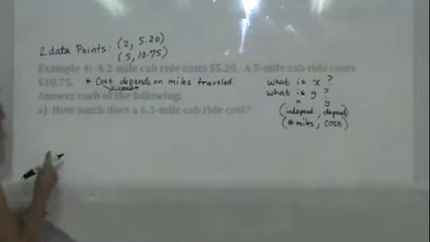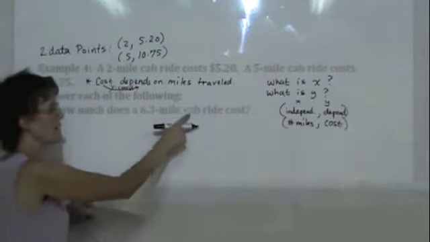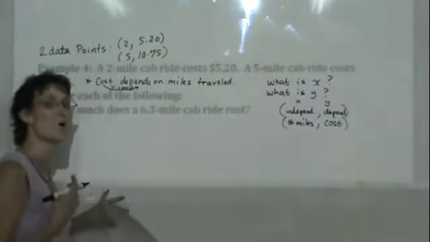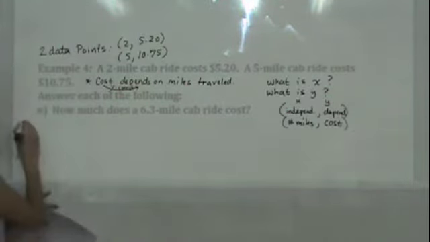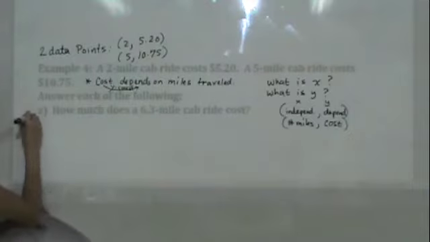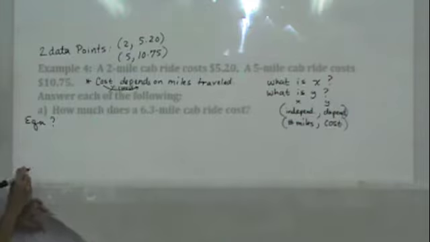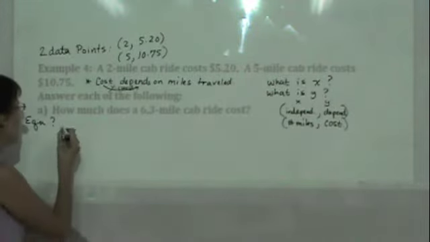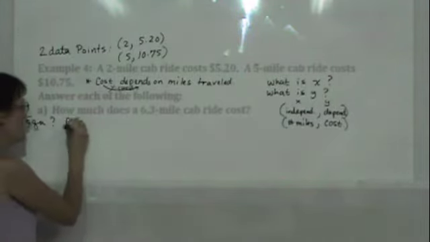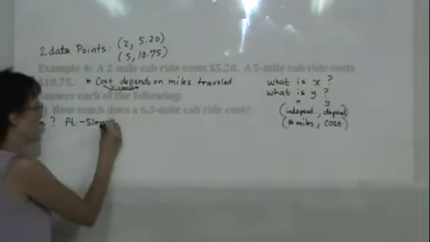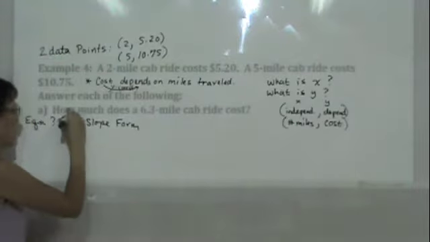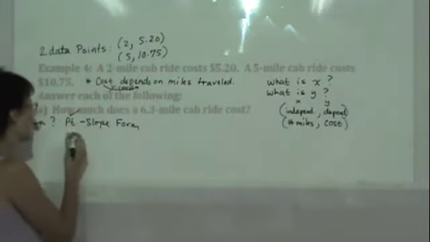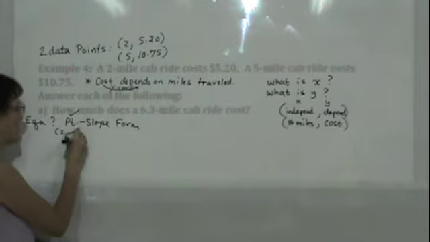How much does a 6.3-mile cab ride cost? We need to find our equation first. That doesn't tell us to do that, so we need to find the equation first. So we should be asking, what's our equation? We're going to do point slope form because we already have points. Do I have a point? Yes. I'm just going to take 2 and 5.20.